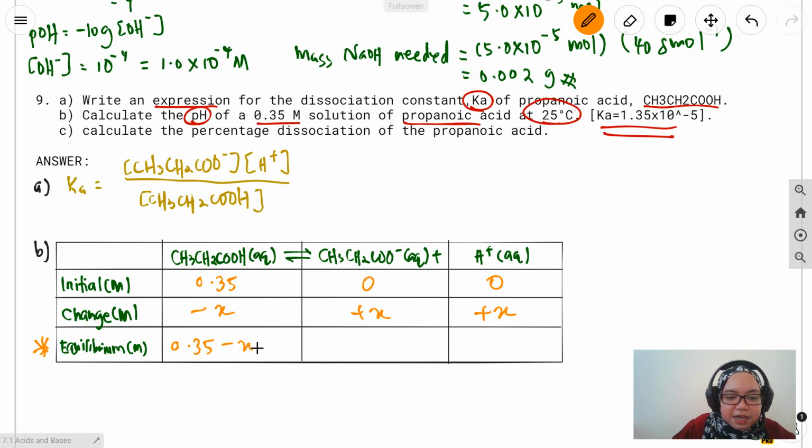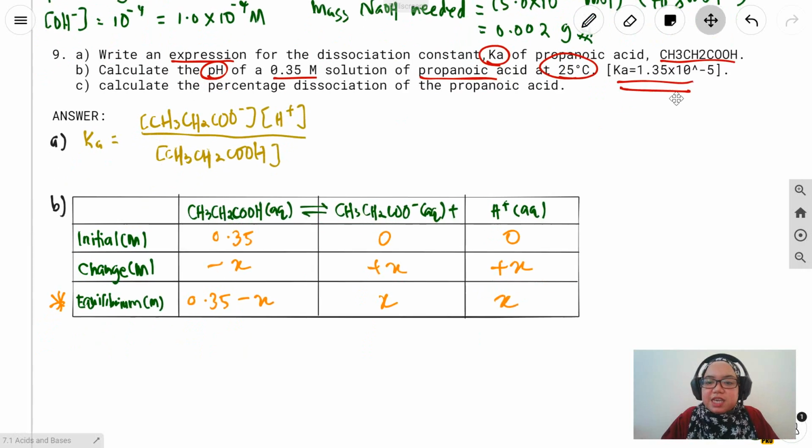0.35 minus X. This one will be X. So, we know that X is actually the concentration of H plus. But how are we going to find the X? Okay, dia bagi kita KA, betul tak? So, kita boleh buat expression KA.